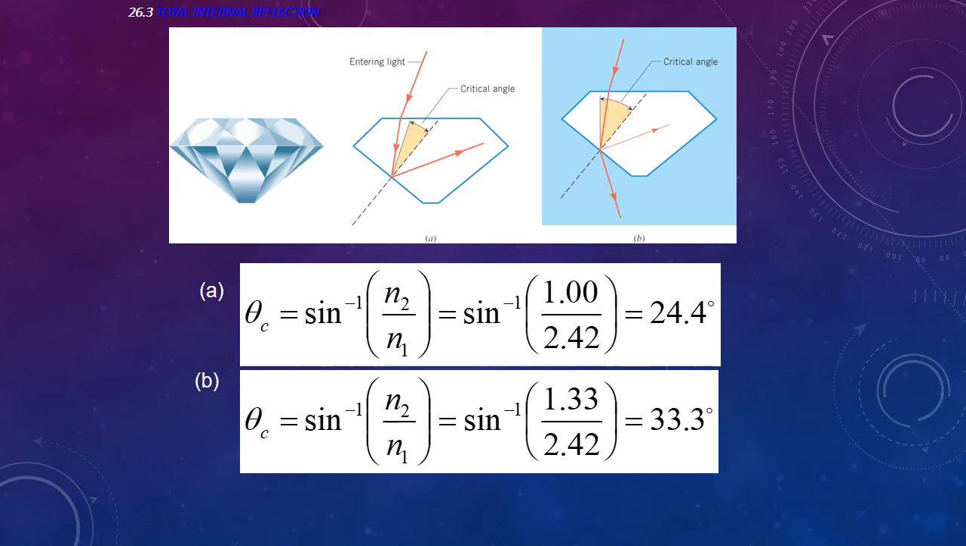So that theta c would be the arc sine of the ratio of the indices of refraction. If I do that going between air and the diamond, 1 and 2.42, I see a 24.4 degree angle of incidence. If I did it with water, which is 1.33 index of refraction, I see a 33.3 degree angle. So if I am between 24.4 and 33.3 degrees, it would be internally reflected for air, but not for water, because water hasn't hit the critical angle yet.